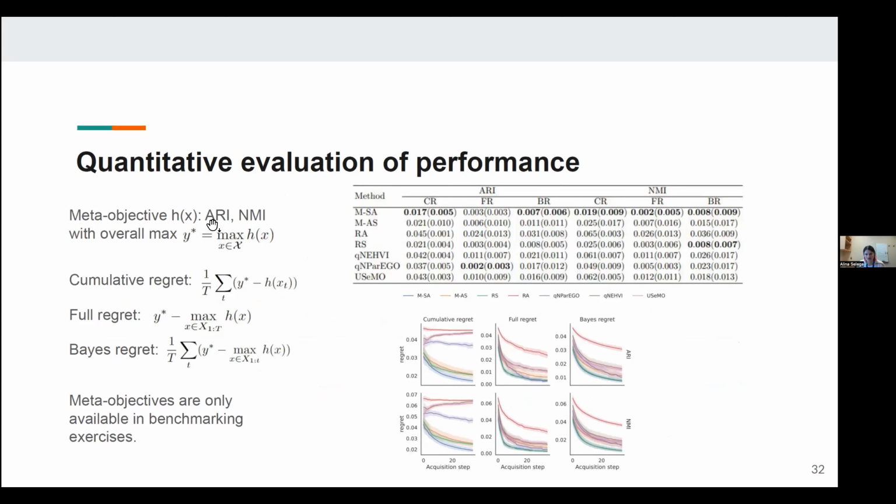So it's either the adjusted random index or the normalized mutual information with expert annotations. And we denote the overall max as Y star. That's just the overall max of the given meta objective. And so we have these 3 different regrets that are all defined in terms of the overall max Y star and also the value of the meta objective for a given cofactor value, for a given acquisition. So for a certain cofactor value XT, we would have done the whole workflow, compute the clustering, and then compute the concordance with the expert annotation.